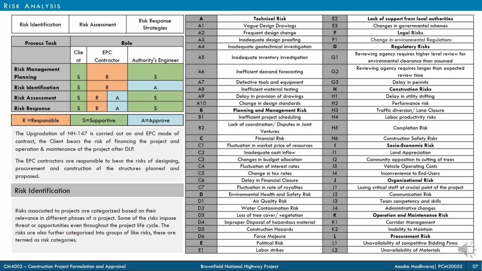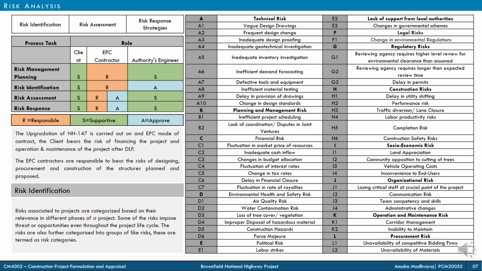Risk management refers to handling of risk involved in the project by first identifying the risk throughout the project, assessing its impact, and figuring out strategies to reduce its impact. The project has been carried out under EPC. The client here, the MOT, bears the risk in financing the project and risk during the operation and maintenance of the project. And the EPC contractor is responsible for the risks that occur due to design, procurement, and construction.